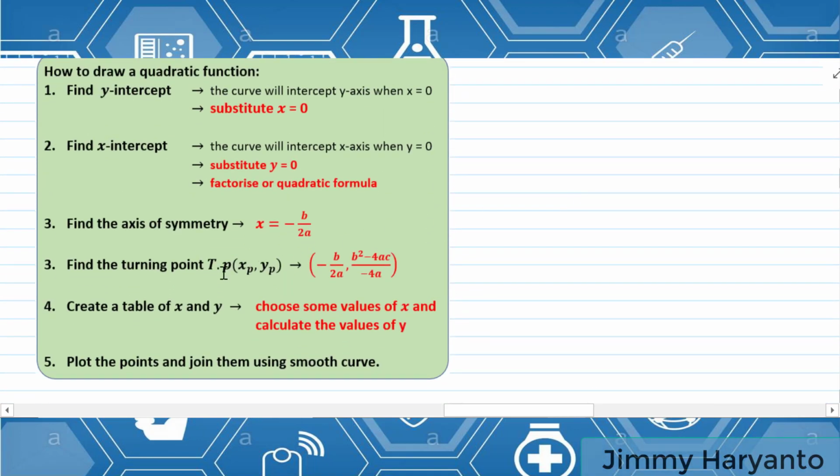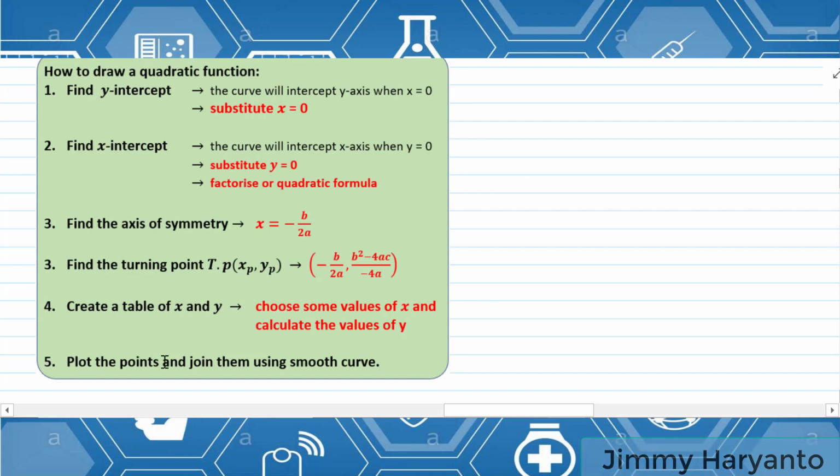So there are several words to determine this. There are turning points, extreme points, minimum points, maximum points. It's all the same. The formula is like this: negative b over 2a, comma, b squared minus 4ac over negative 4a. Okay, and then number 5, create a table for x and y. Choose some values of x and y.